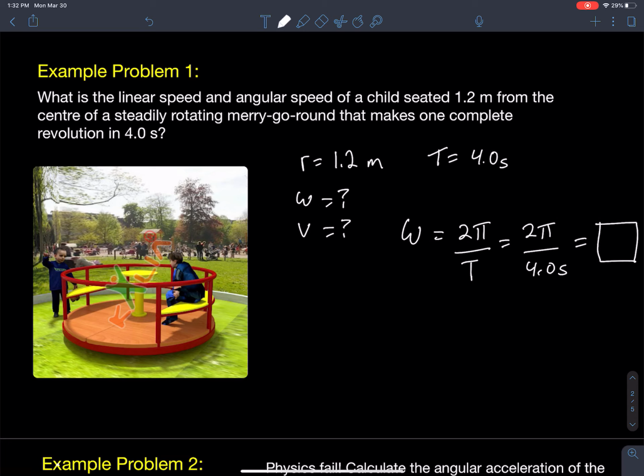And if I want to get the linear velocity from that, remember, my linear velocity is going to be equal to my angular velocity times the radius, which is going to be whatever was here multiplied by 1.2 meters. So 6.28 divided by 4, that's roughly around 1.5. So 1.5 times 1.2 is going to give me my linear velocity. Sorry, guys, I ran out of time to do the calculations, but I'm just going to show you the method about how to do it.